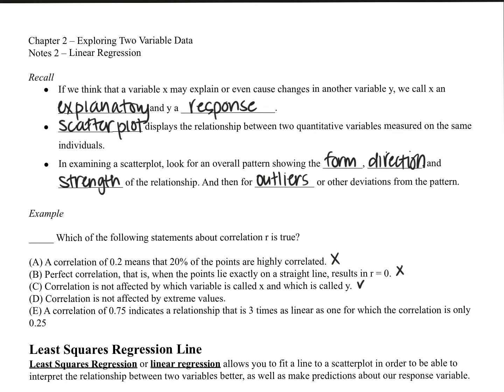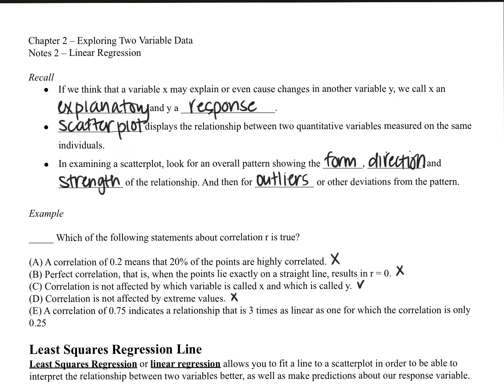We're going to continue on and discuss why the next two are incorrect. D, correlation is not affected by extreme values, which we know is false, because the calculation of correlation involves mean and standard deviation, which are both affected by outliers or extreme values. So correlation would be as well.